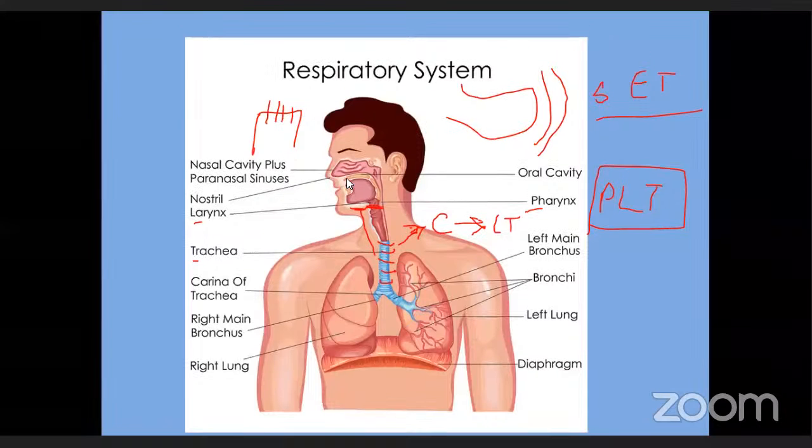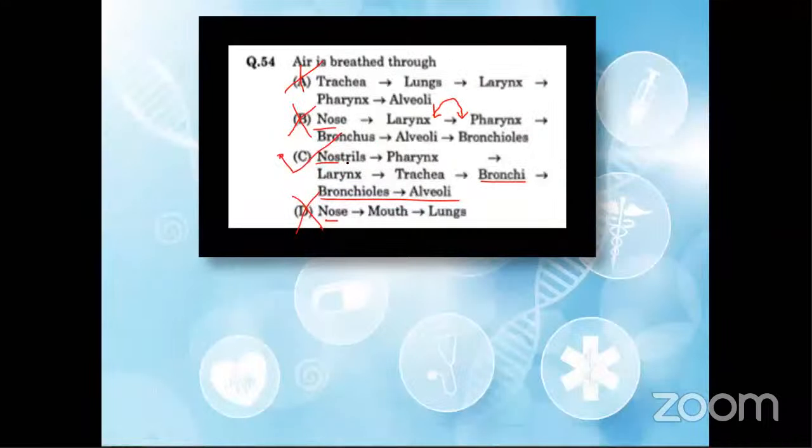Okay. Let's proceed ahead, people. So the right answer is this one: nostrils, then pharynx, larynx, trachea, and bronchi, bronchioles, and alveoli. Okay. Let's go ahead.